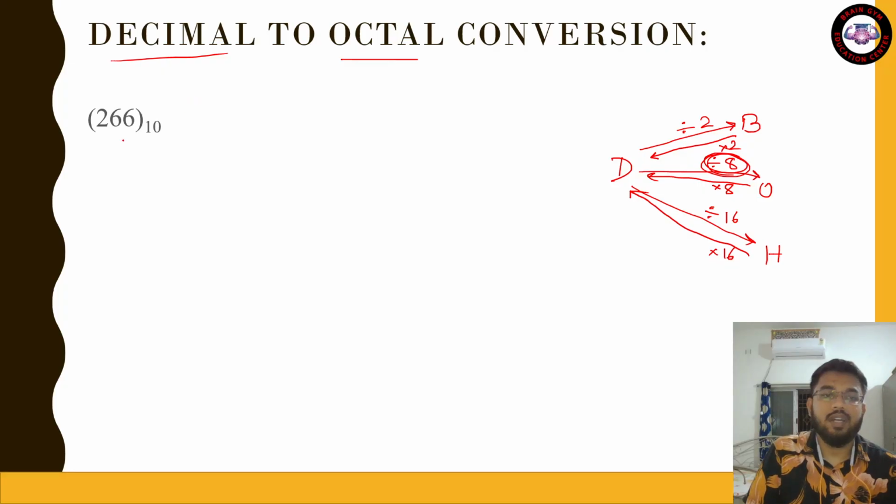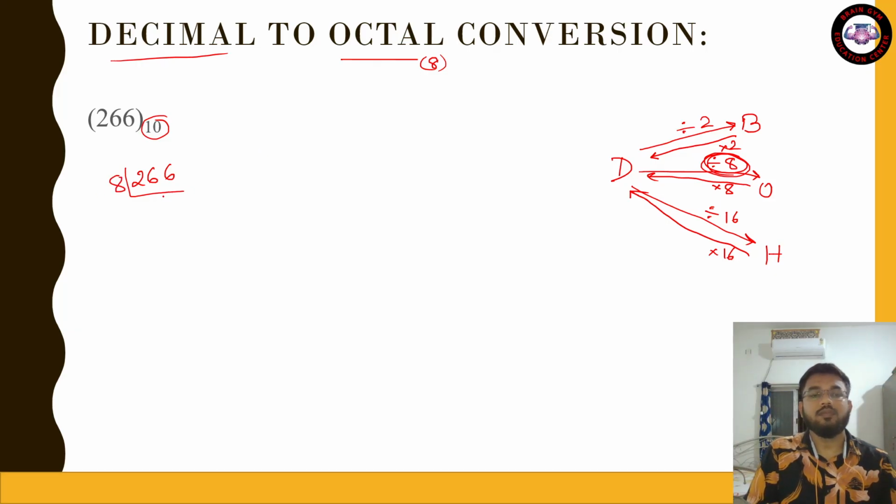Now let's do it. We have 266 in decimal. How do I know that this number is in decimal? Just by looking at the base. So let's write 266. What do we divide it by? Since we are converting into octal, and the base of octal is 8, we have to divide it by 8.